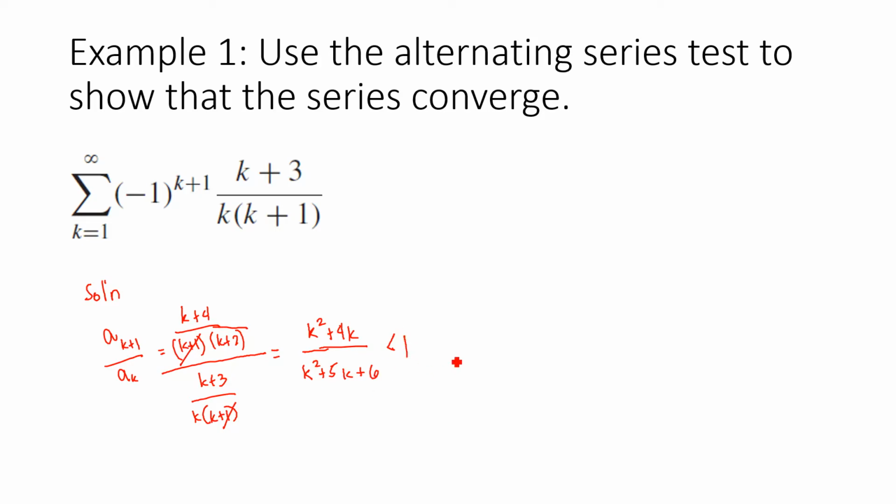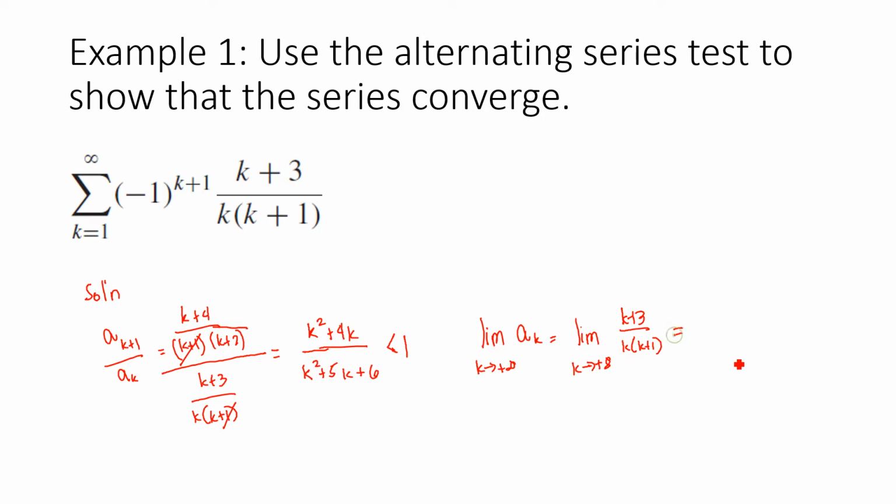Therefore, we can say that this is decreasing. Another is the limit. So the limit of a sub k as k approaches positive infinity is equal to the limit of k plus 3 all over k times k plus 1, as k approaches positive infinity.